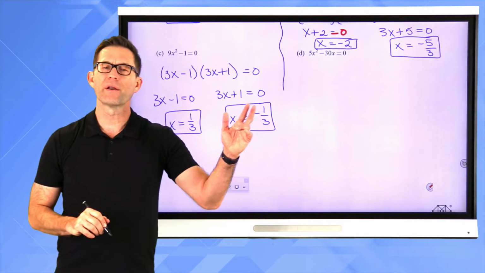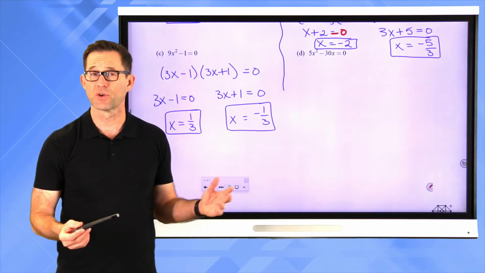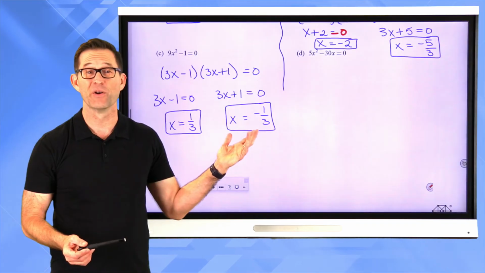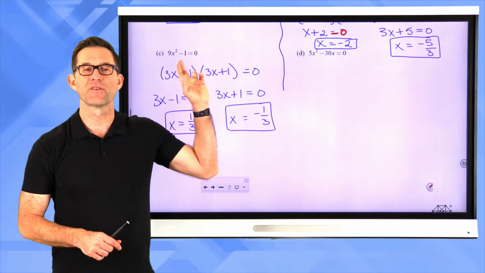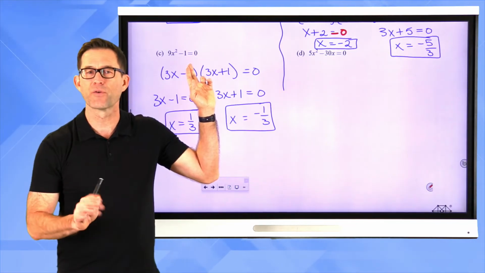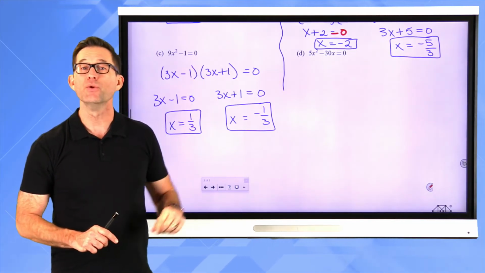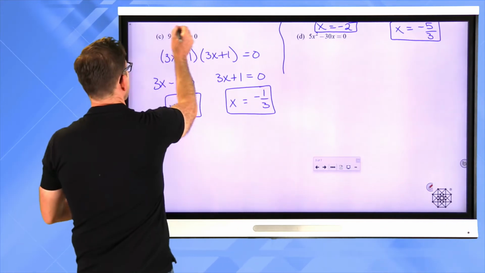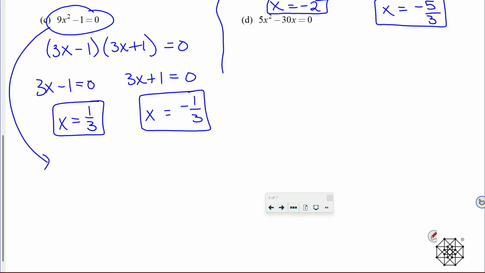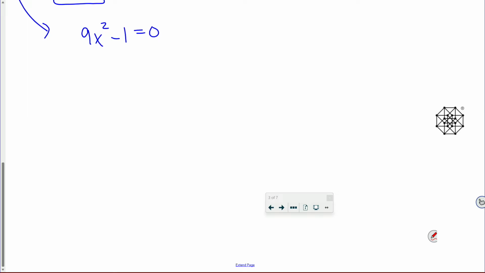Now, before we move on to letter D, I do want to make a comment on letter C. Letter C can certainly be solved by factoring, and here it is. But notice that letter C does not have an x to the first term in it, which actually means we could solve this one using inverses. So just for a little sidebar, if all they said to me was solve this, and they didn't say solve it by factoring, I probably wouldn't solve this by factoring.